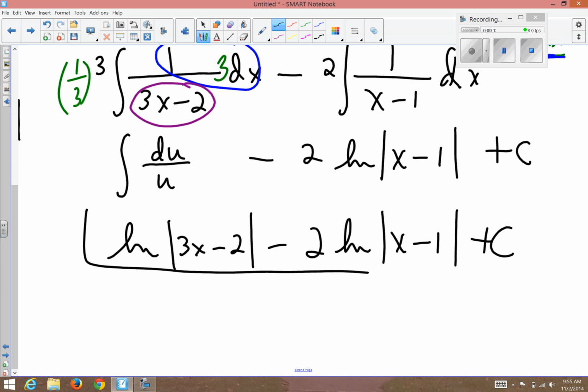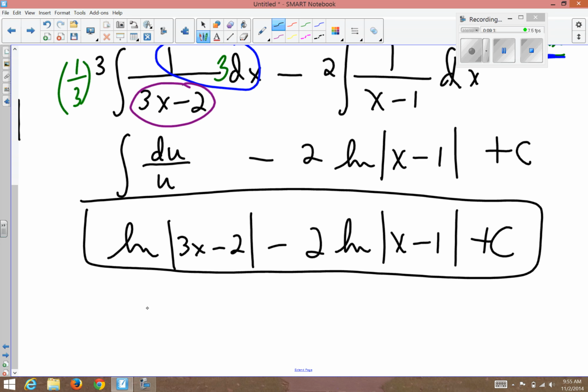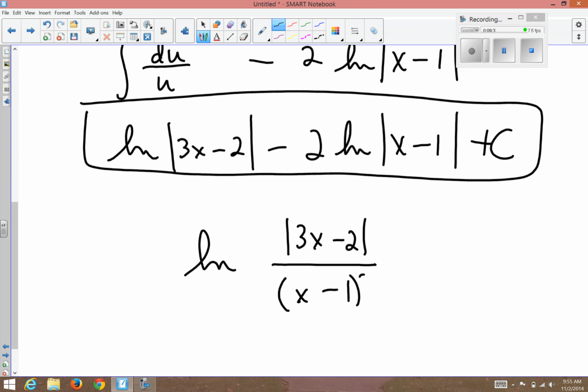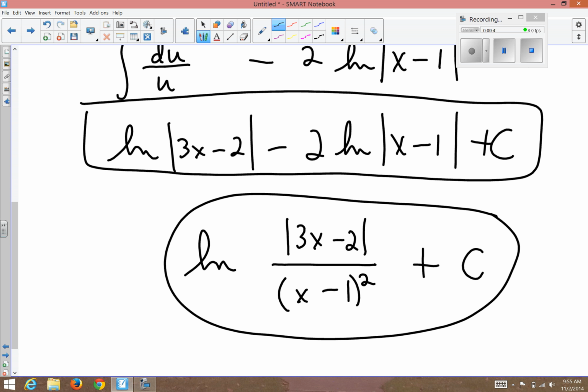And I'll call this the answer, and I'll just tell you what the book's answer is, and you can verify in your own mind if this is the same. Book says the answer is the natural log of the absolute value of (3x minus 2) over (x minus 1) squared. That's the textbook's answer. Are these the same?